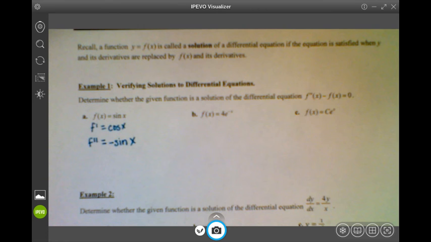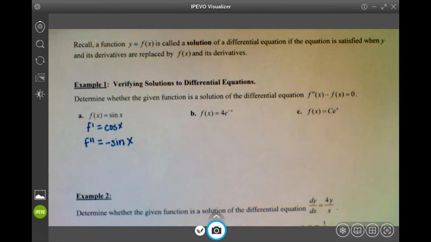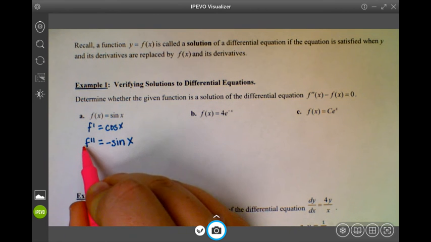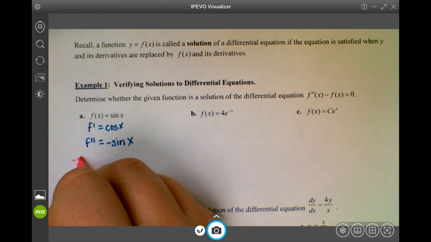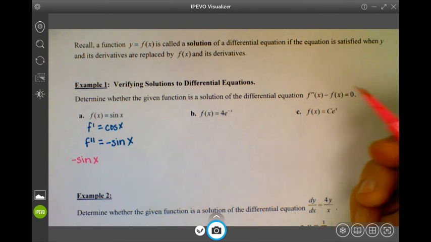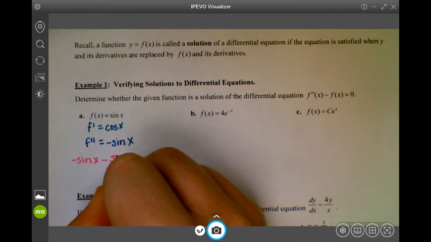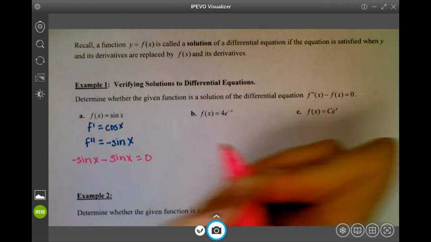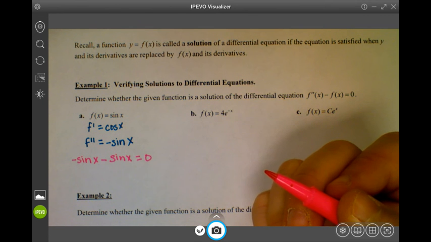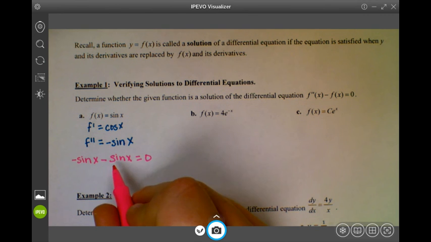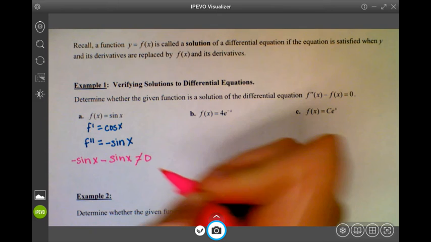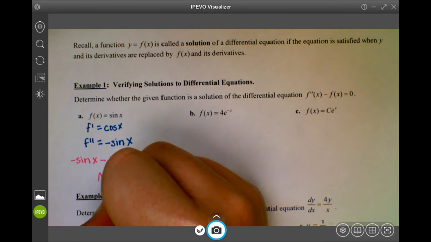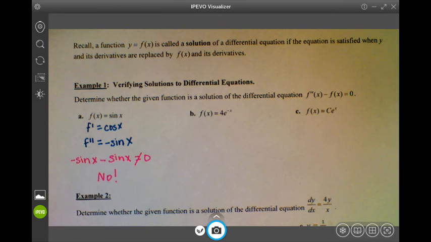And now you're going to plug both pieces into the equation to see if it makes it true. So plugging in f double prime, it would say negative sine of x, and then we have minus sine of x. That's our original f of x. Does that equal 0? It's super close, right? If it was plus and minus, then the answer would be yes, but technically it does not. So no, this is not a solution because it does not make that equation true.